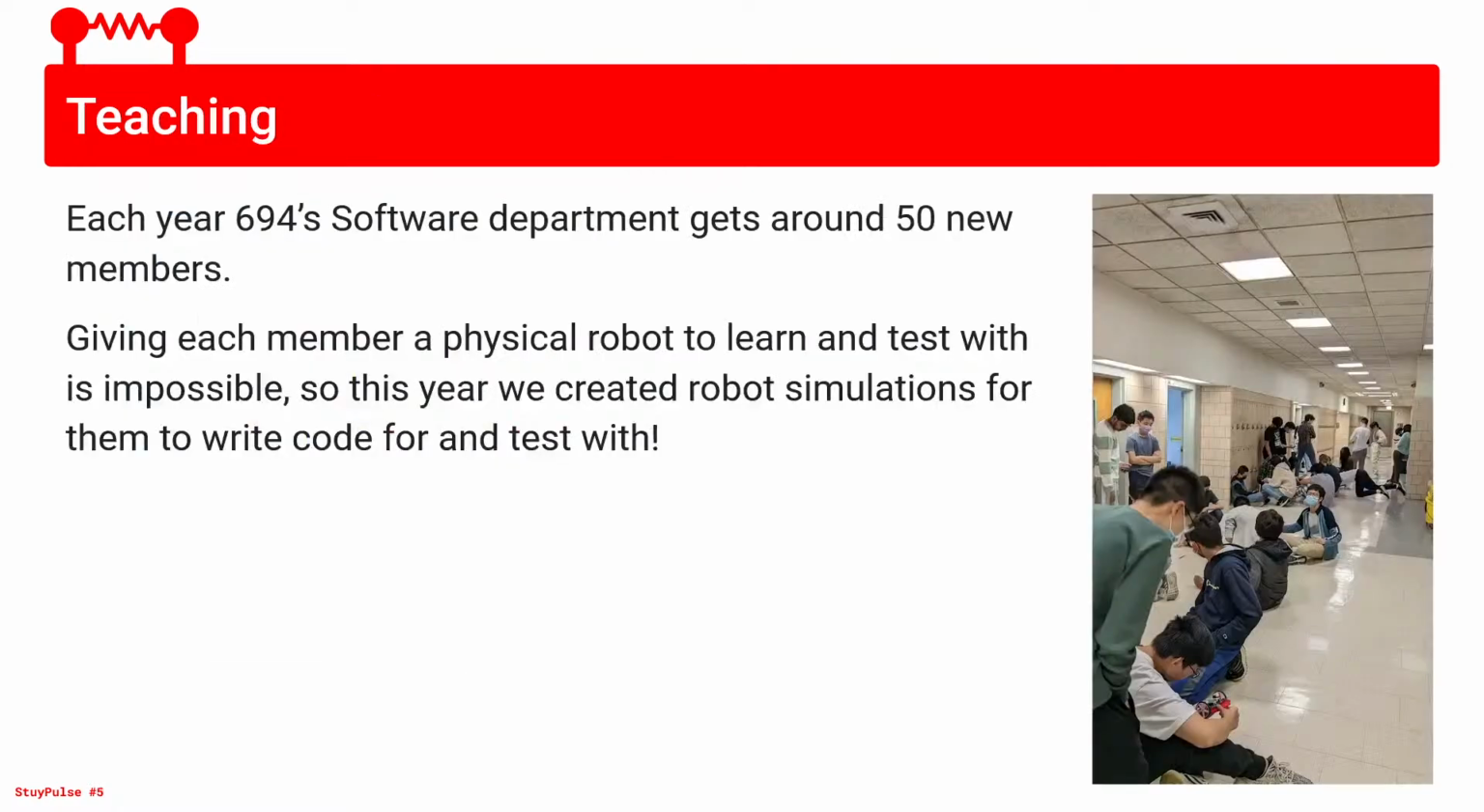The second way it's been useful for us is with teaching robot code, or just learning robot code yourself. Every year on 694, we get a massive amount of newbies, at least for the software engineering department. We found that the best way to learn robot code is through experimenting with the actual robot itself and being able to test your code. But if you have 50 newbies, you can't give every single one a robot to test with, which means they won't have the best learning experience. So this year we started creating simulations for that, which is pretty cool.